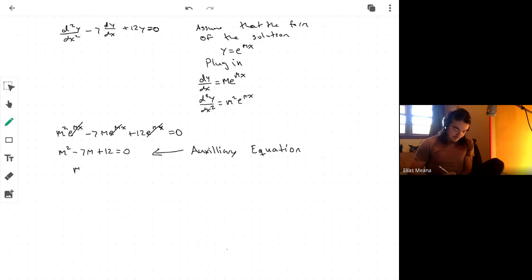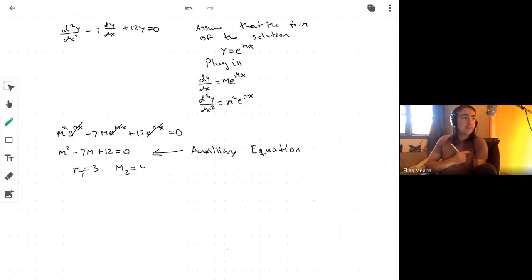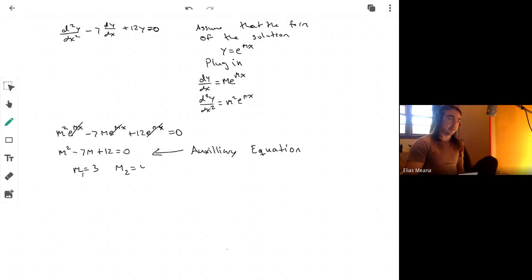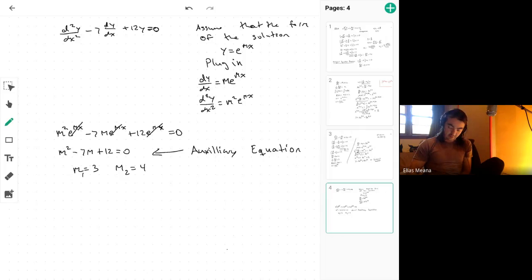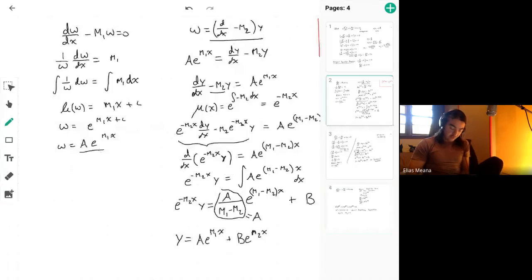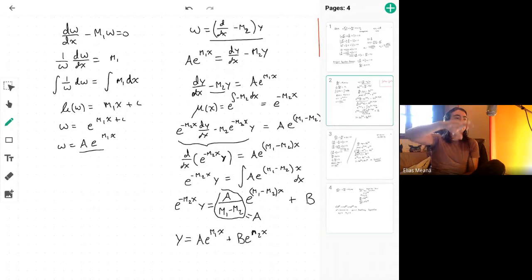This tells us that m can either equal 3 or 4, so we'll call m1 3, and m2 4. Then all we have to do is remember the result from the general solution. I'm going to specify real solutions right now because we're going to slightly alter it for imaginary solutions in a second. For any solution to the original equation, the general solution is just going to be a constant times e to the power of one root, x, plus a constant times e to the power of the other root times x.